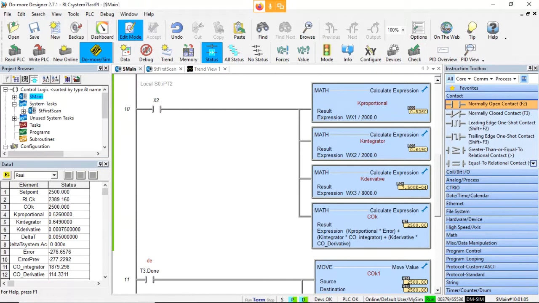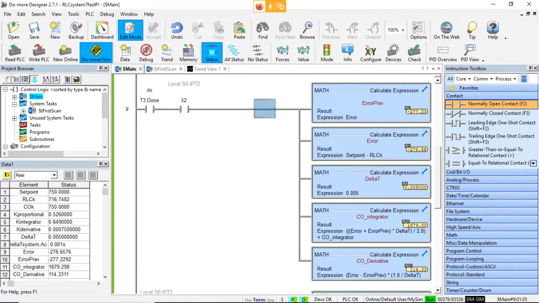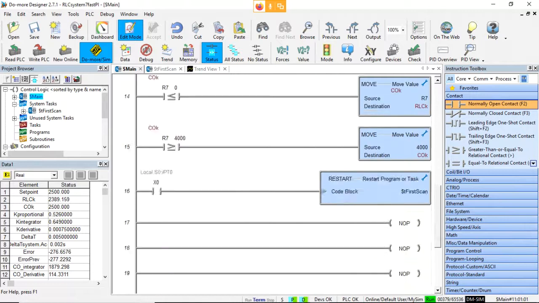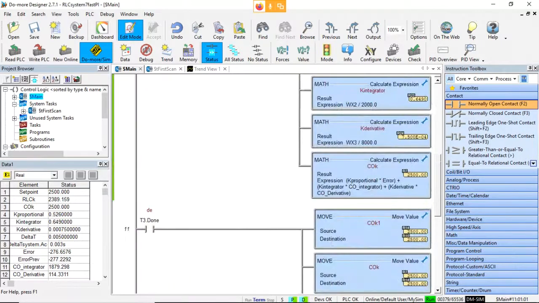And then I'm calculating the control based on the k proportional times the error, plus k integrator times the control integrator calculated above, and then k derivative times the derivative piece calculated above. Now remember, we're only calculating a new CO integrator and a CO derivative when the timer is done. However, we're still outputting that value for every scan cycle.